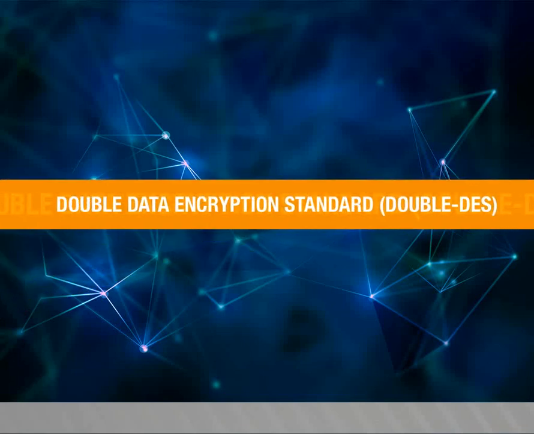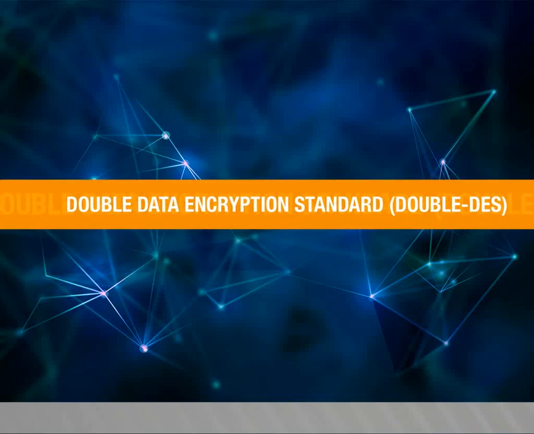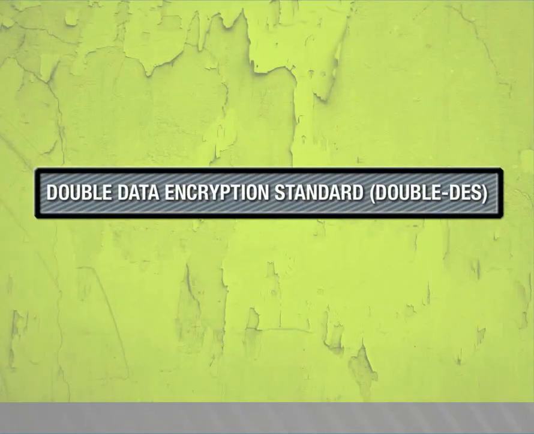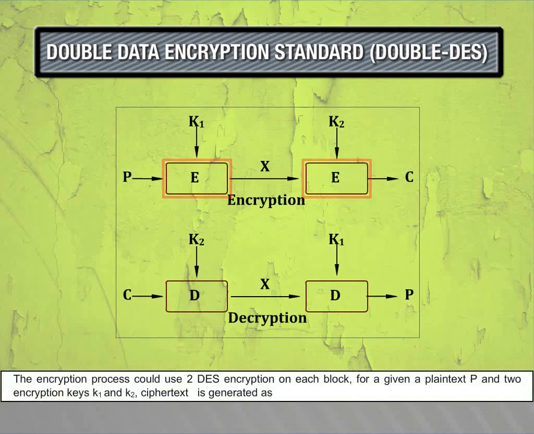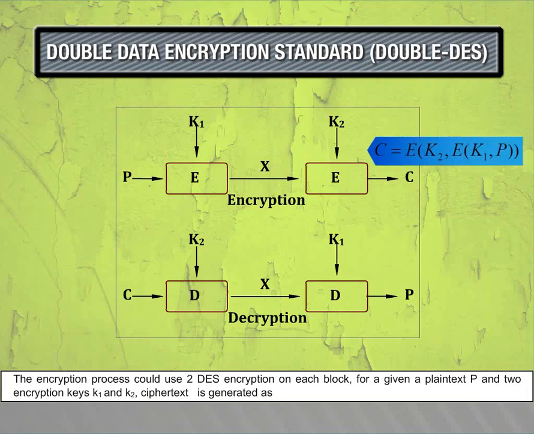Double Data Encryption Standard, double DES. In this video, we are going to see about Double Data Encryption Standard, double DES. The simplest form of multiple encryption has 2 encryption stages and 2 keys, double DES. The encryption process could use 2 DES encryptions on each block for a given plaintext P and 2 encryption keys K1 and K2. Ciphertext C is generated as C = E(K2, E(K1, P)).